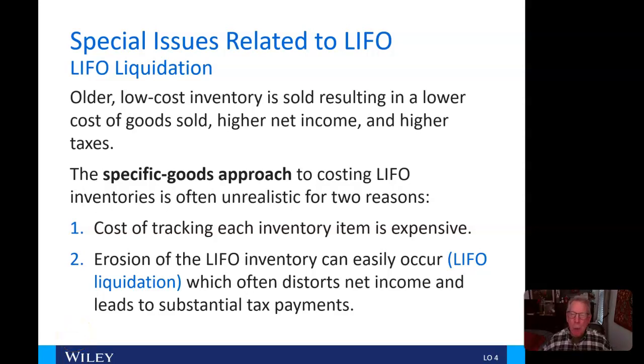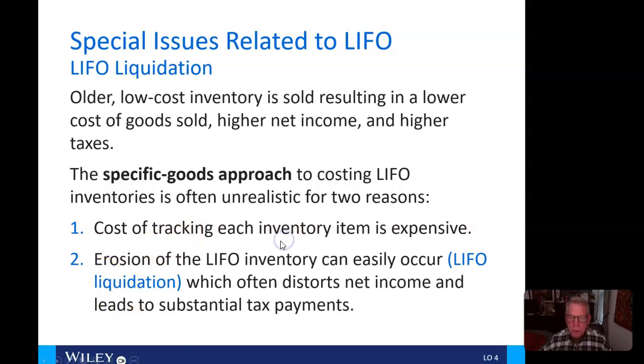Hi, everybody, and welcome back to video number 5 in chapter 7. When we left off, we were looking at how easily a LIFO liquidation could distort net income and maybe lead to substantial tax payments.